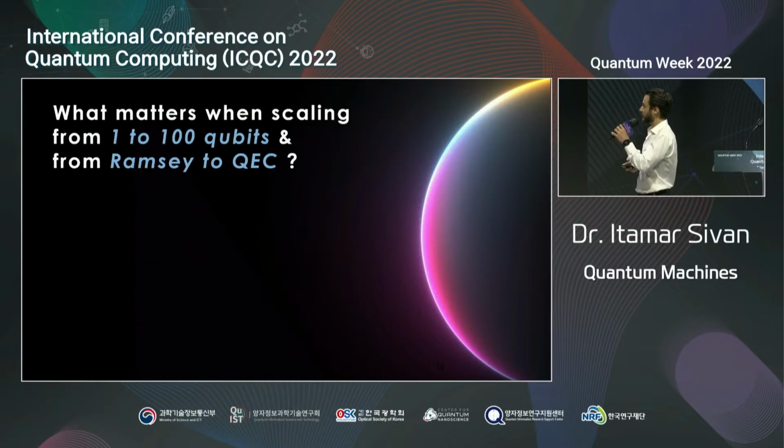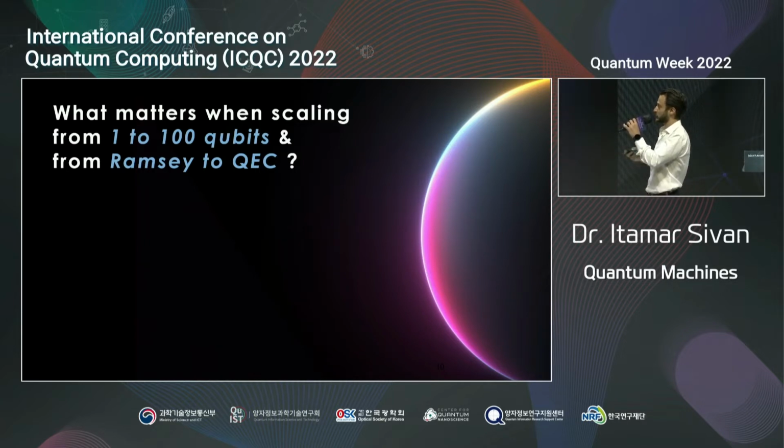So now let me present to you the goal of this session. We're going to talk about what matters when scaling from 1 to 100 qubits, or alternatively, from running a Ramsey to running quantum error correction. What really matters when designing a control system.